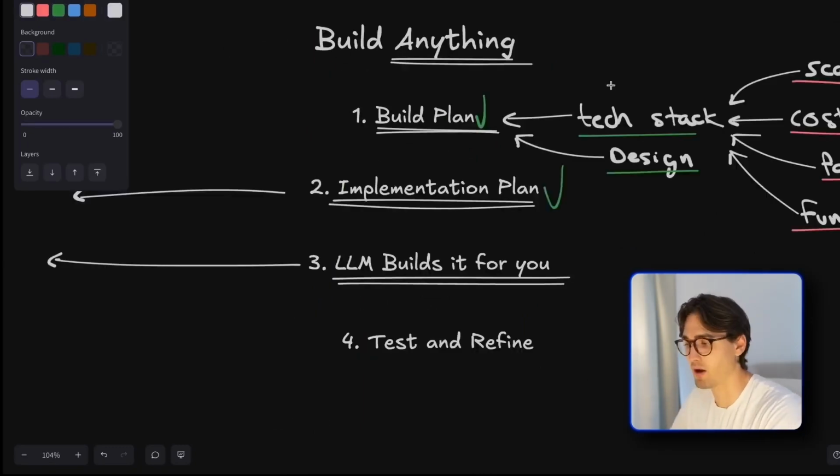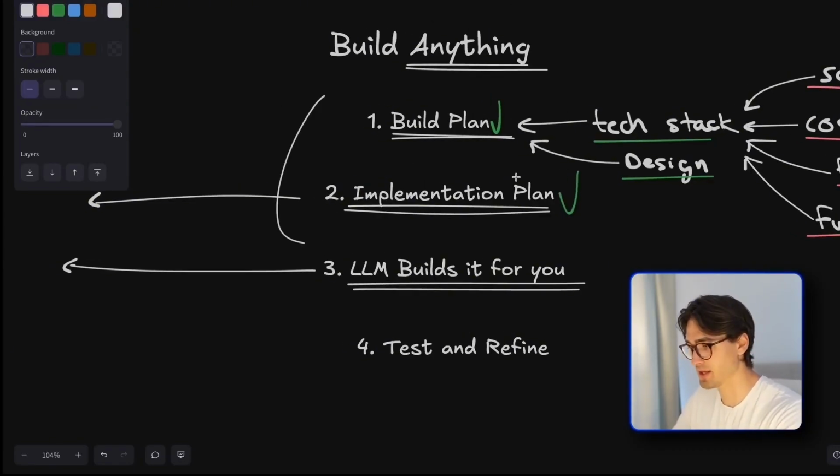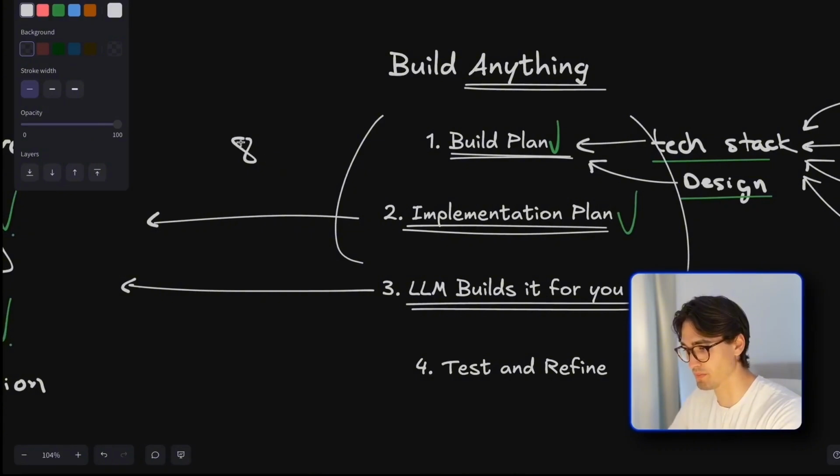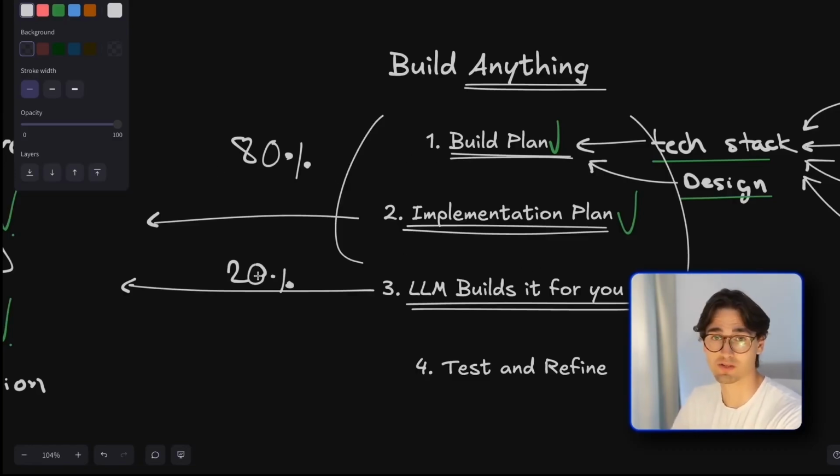I hope you start to see the power of building out both a build plan and an implementation plan. And actually, when it comes to the time that you're building, steps 1 and 2 will be where you spend 80% of your time. Step 3, actually building it, will only take around 20% of the time. A lot of people in the AI space get this wrong and they spend 80% of the time just letting the LLM build and only 20% of the time planning it out, if they even do plan it out at all.